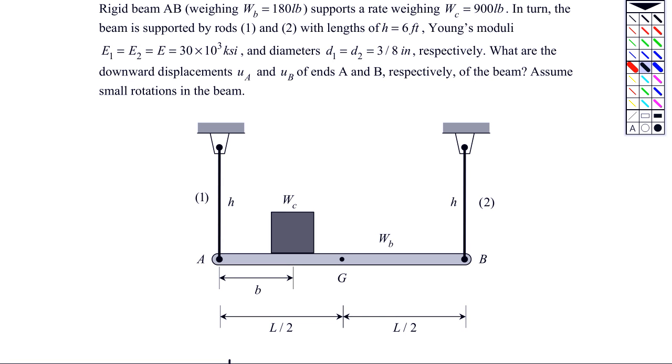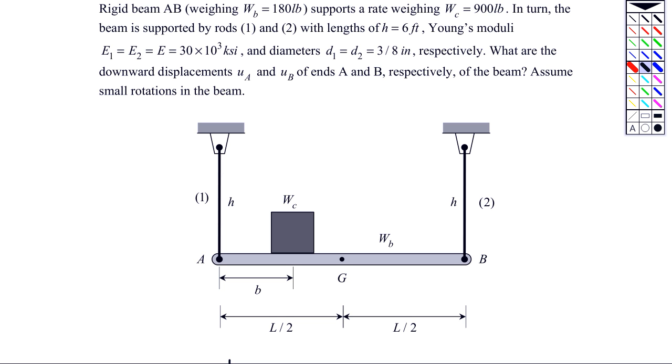In this example, we're faced with a problem where we have a rigid bar supporting this crate of weight WC. The bar itself is supported by two rods there at ends A and B. And what we want to know is that as a result of the weight of the bar and the weight of the crate, what are the downward displacements of ends A and B of that bar? In other words, what is the elongation of each one of the rods 1 and 2?